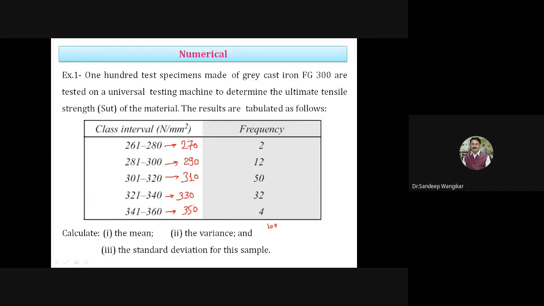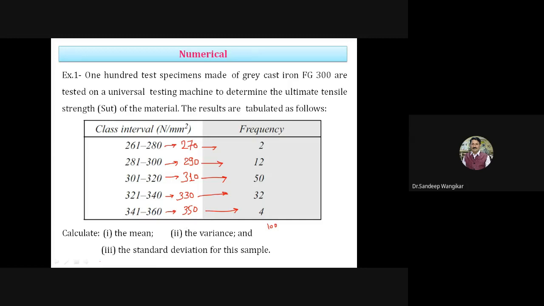So now, instead of the class interval, I have taken the mean values: 270, 290, 310, 330 and 350 Newton per mm square. And the frequencies: 270 occurs 2 times, then 290 occurs 12 times, 310 occurs 50 times, 330 occurs 32 times, and 350 occurs 4 times.